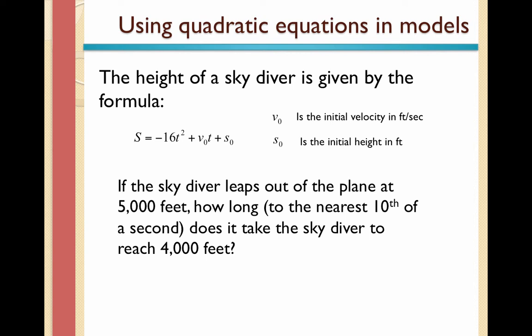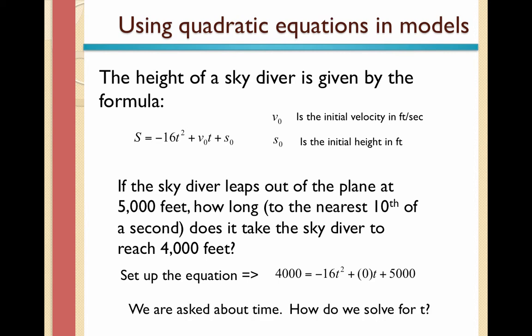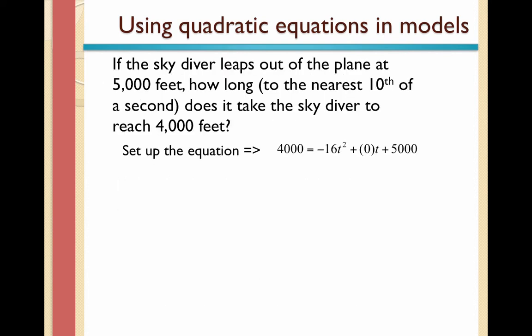The skydiver hasn't jumped yet, so they're not moving. So their initial velocity is 0. In terms of the initial height, well, they're up there at 5,000 feet, perched on the edge, waiting to jump. So that's our initial height. So we're asked about time. That's the only variable we have left. We're going to go ahead and solve.